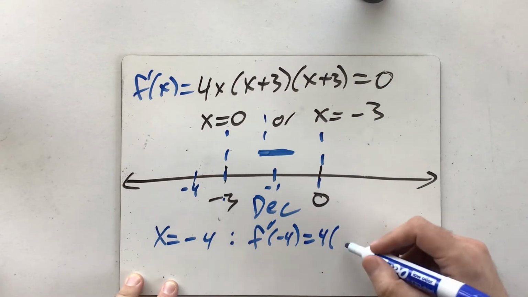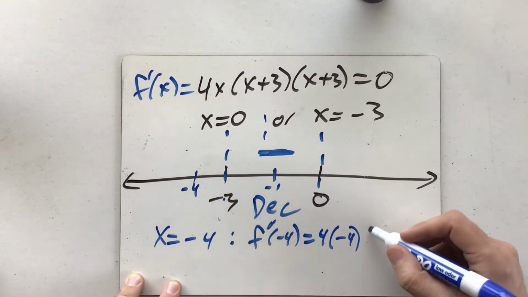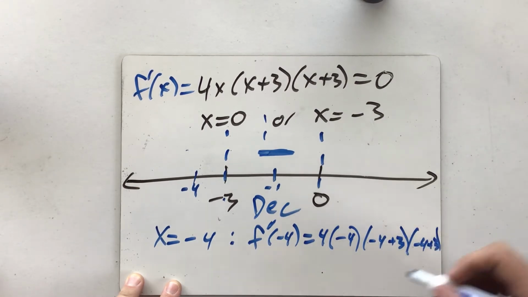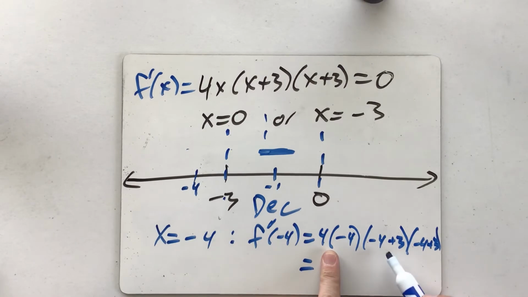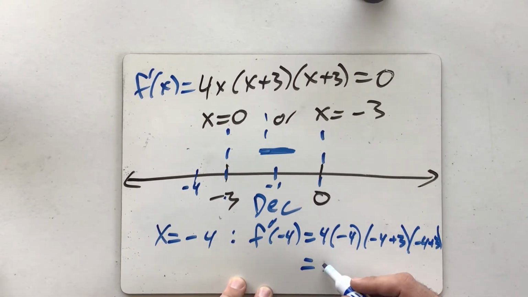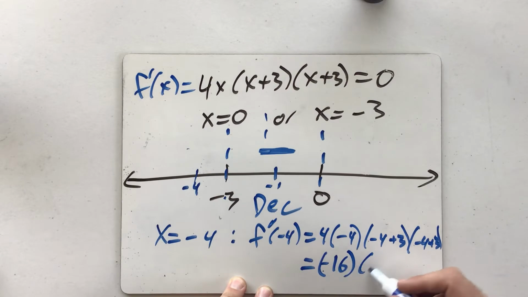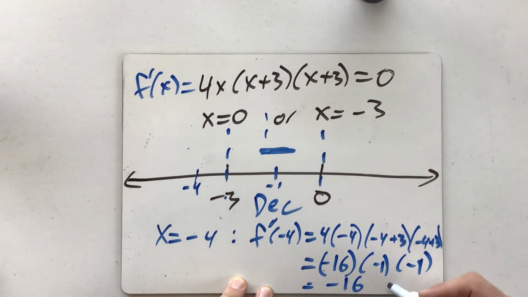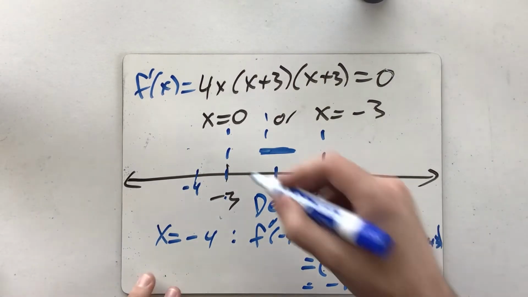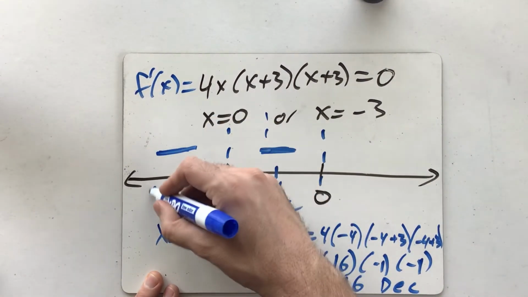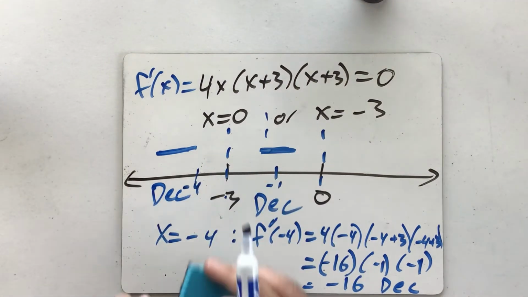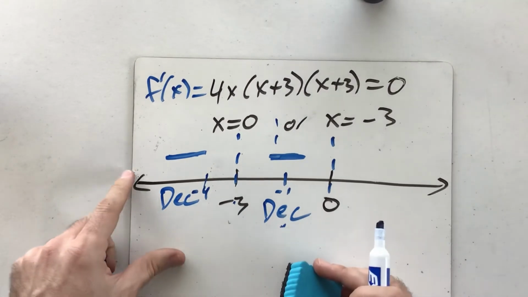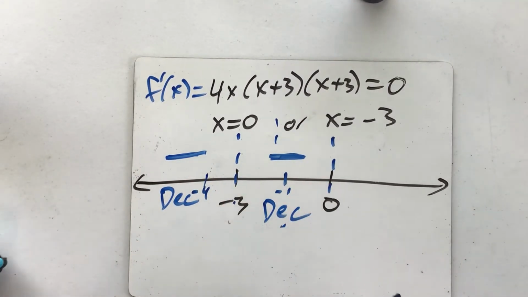Okay, so I'll do 4 times -4, and -4 plus 3, -4 plus 3. Okay, this isn't too bad. Here's a -16. The good news is this is -1 and -1. And so I've got just -16. So what does that mean for my problem? It means I'm decreasing. So I'm also decreasing in this section. So we can see already that my picture is decreasing here and also decreasing here.